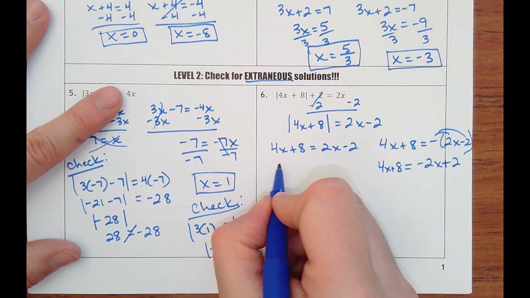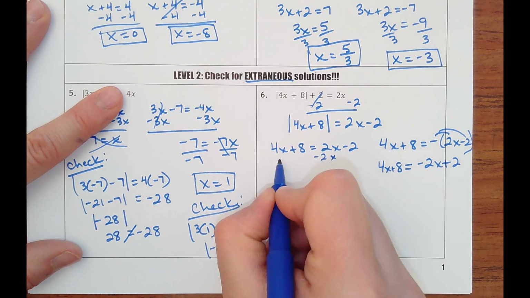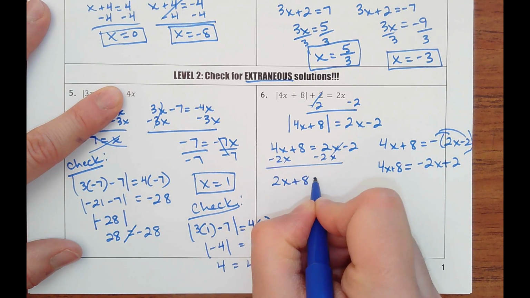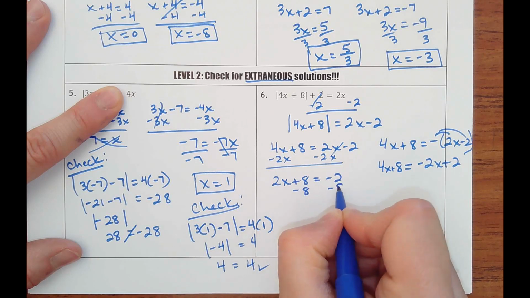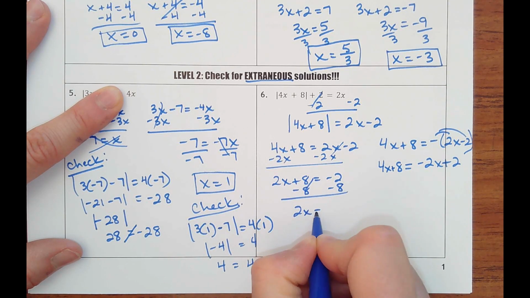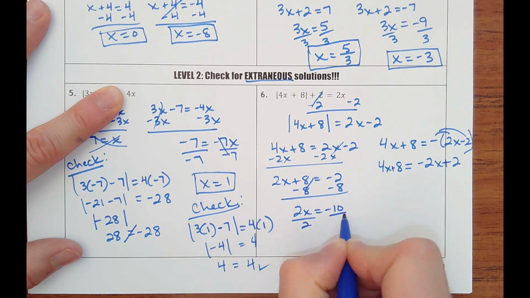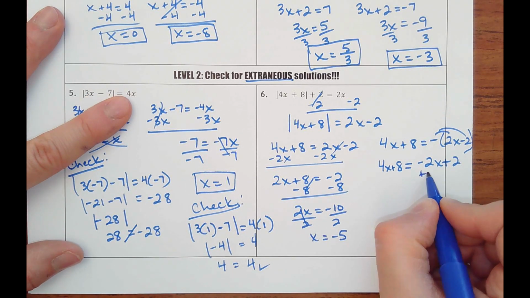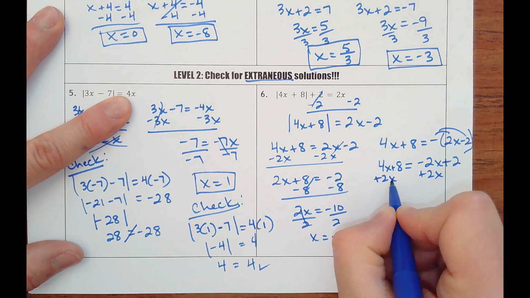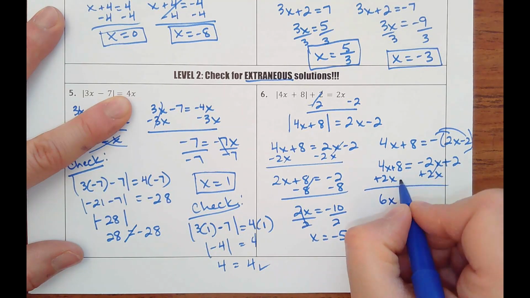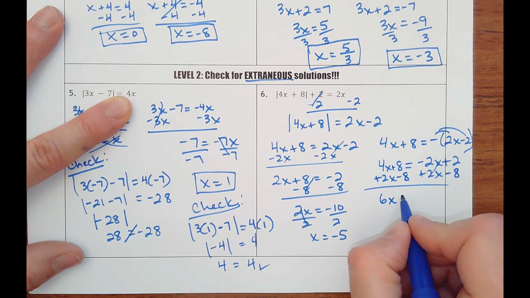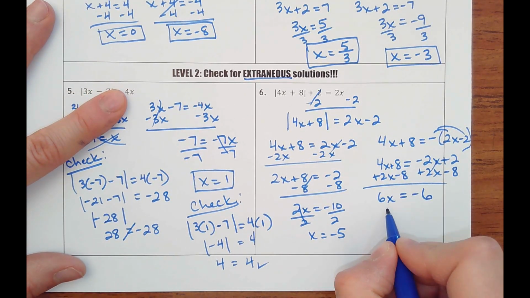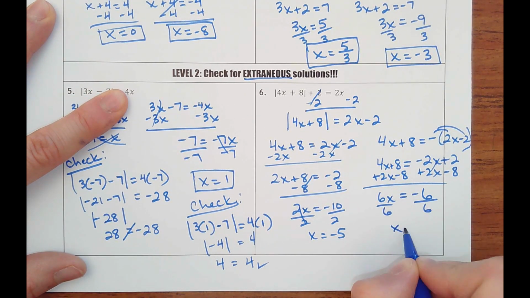Like that. Okay, to solve, I'm going to subtract 2x on each side. Subtract 8. Divide by 2. I'll check here in a minute. Add 2x to each side. I'm going to subtract 8. 2 minus 8 would be -6. And so divide by 6 would be -1.